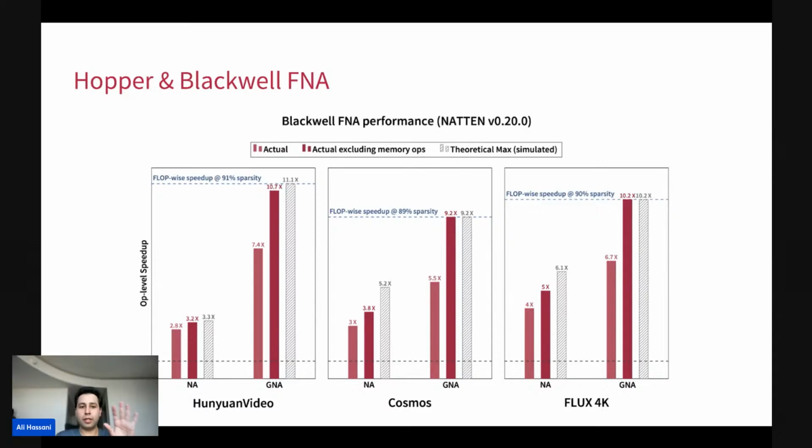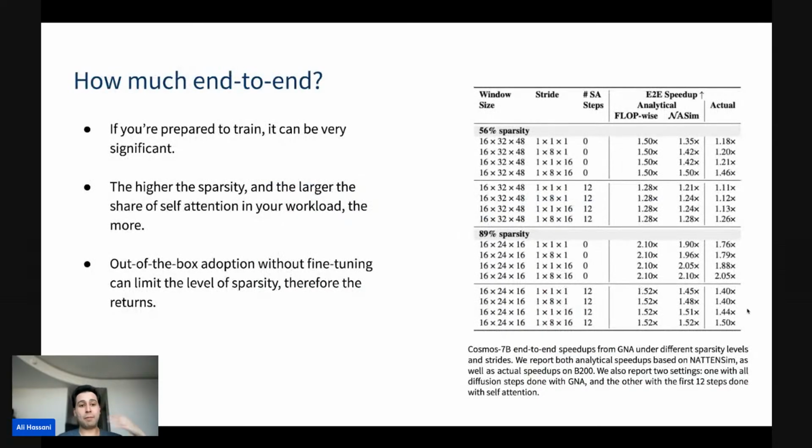And on Blackwell, it looks a little bit similar. The speedups that you get do decrease a little bit in some cases, but again, in all but one use case, you still hit that FLOP-proportional speedup. This is all operation level. So how much can it be end-to-end?